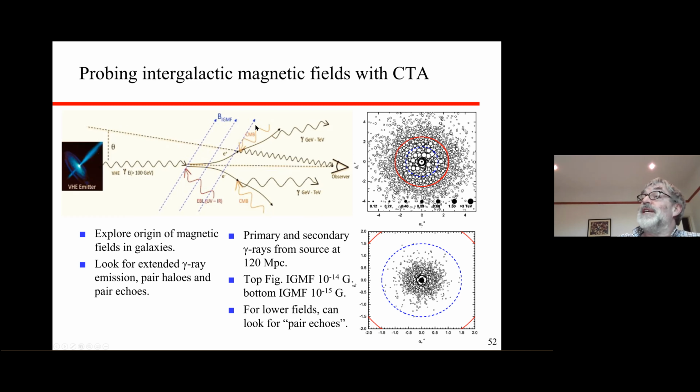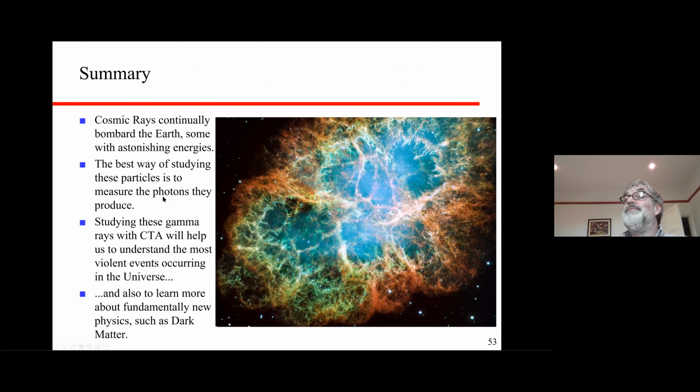So even these things that sound esoteric can have a big influence on the structure of the universe as we see it today, and understanding them can help us to understand that structure.